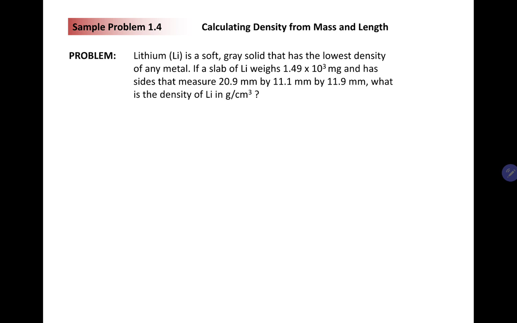And here's another calculation we can try right now. Hopefully you can pause the video and do it before I do. What you have is a lithium slab, and the mass is given, which is 1.49 times 10 to the power 3 milligrams. You can convert the milligrams into grams, so it will be 1.49 grams. Now you know the mass of your lithium slab.